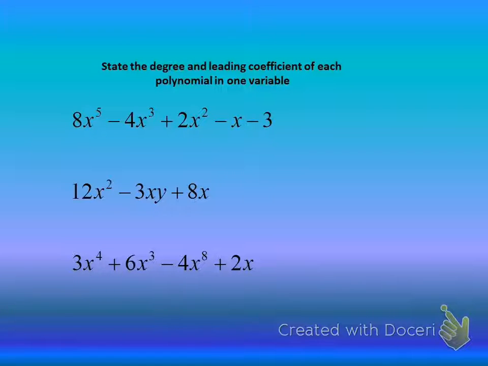So for the first one here, the degree is your biggest exponent, so the degree of the first polynomial would be what? 5. So degree of 5. And then the leading coefficient is the coefficient that goes with that degree, which would be 8. It comes from right here. See that? Biggest exponent is 5. The number with it is 8. Okay, makes sense?